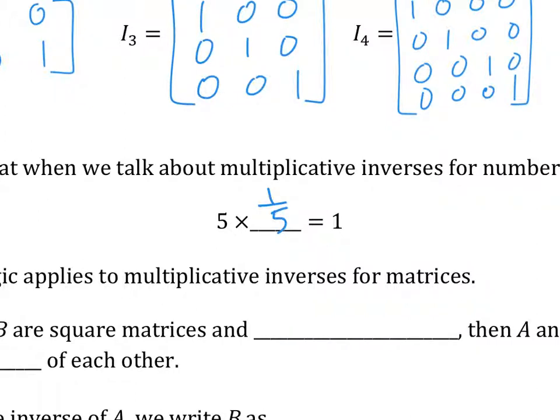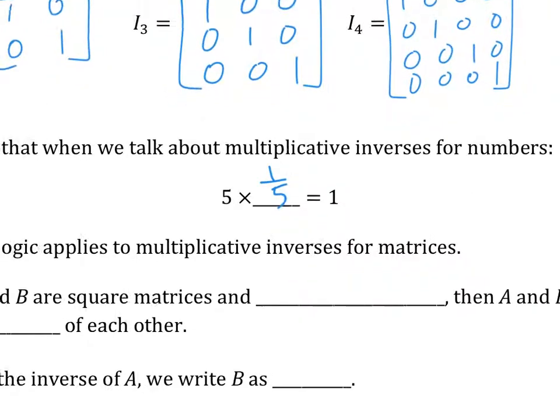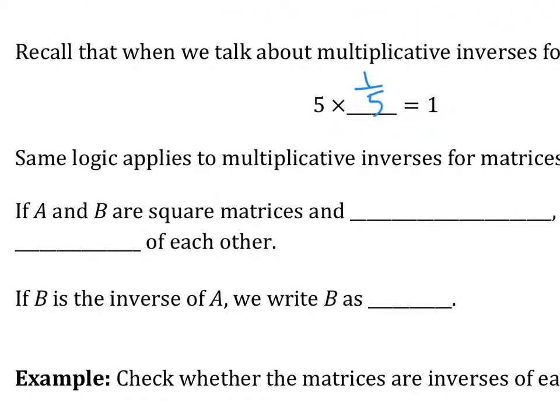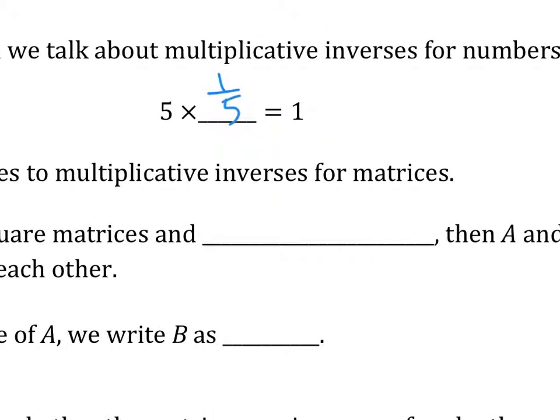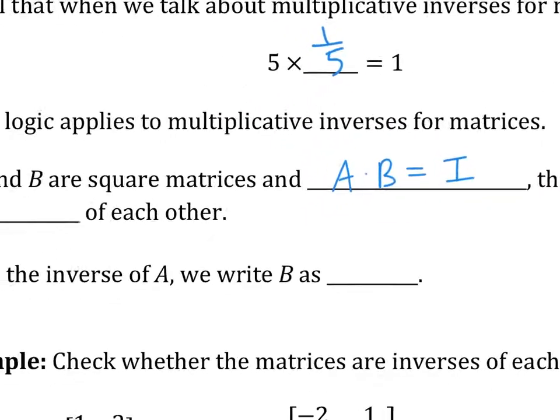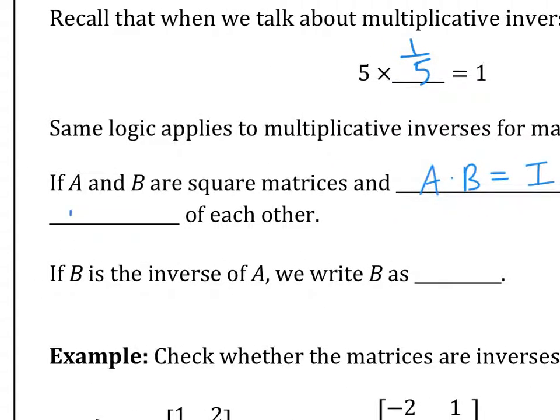So now we're going to apply the same logic to matrices. So if A and B are square matrices and A times B is equal to I, being the identity matrix, then we're going to say that A and B are inverses of each other. So if A times B is going to give you the identity matrix, then A and B are inverse of each other.